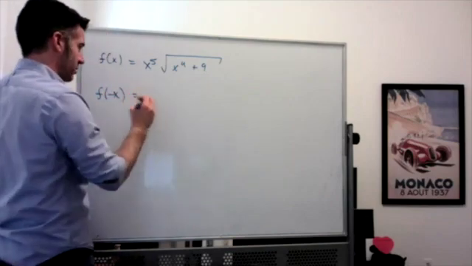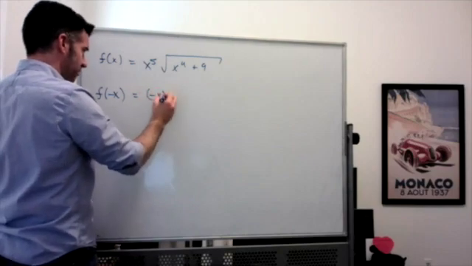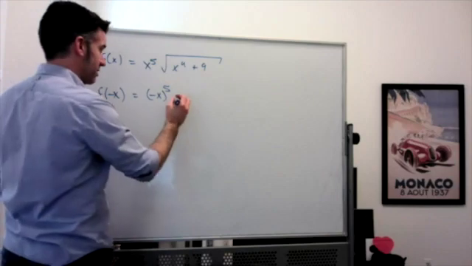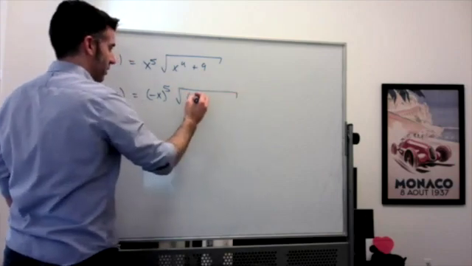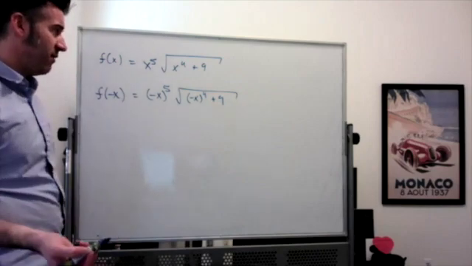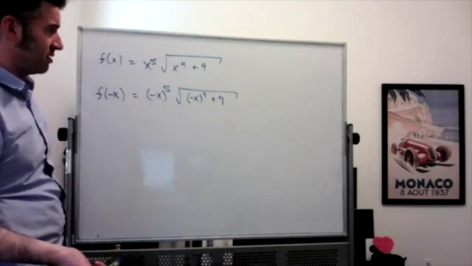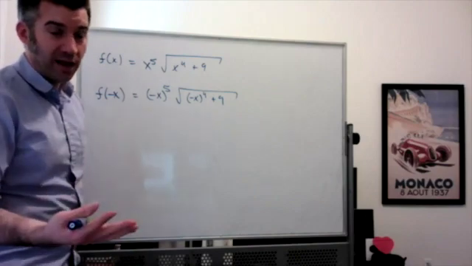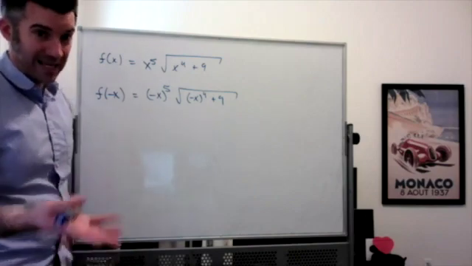And let's see what you've got. So that's going to be negative x, right? You're just replacing every x with a negative x in parentheses, and then doing whatever else after that. That's going to be negative x parentheses to the fifth times the square root of negative x parentheses to the fourth plus 9. Even powers get rid of the negative. Odd powers retain the negative.